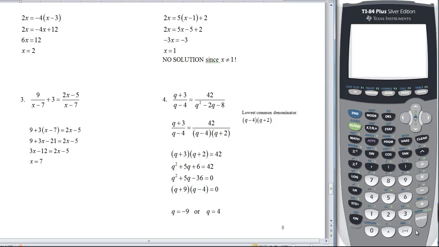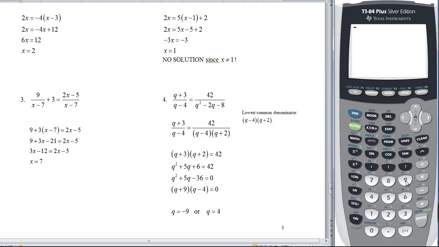Let's try this. We'll check this one. Negative 9. Store in for x. You could put q, but I mean, it's quicker just to indicate x wherever I've got q's. So I always go back to the original. Do not go back to a modified. Go back to the original.